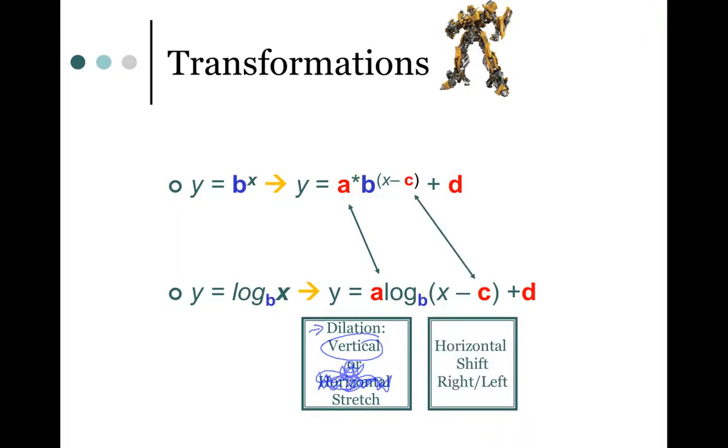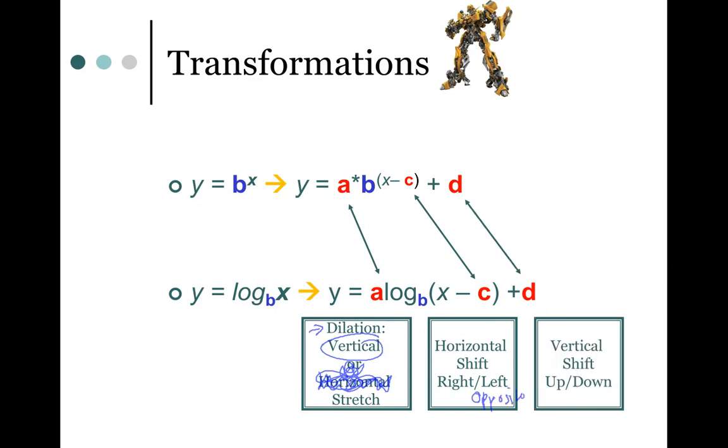That C in both of them is going to be your horizontal shift left and right. And I always want you to think opposite. And then that D is going to be your vertical shift up and down, right? I want you to also keep in mind, I'm going to add this in here.